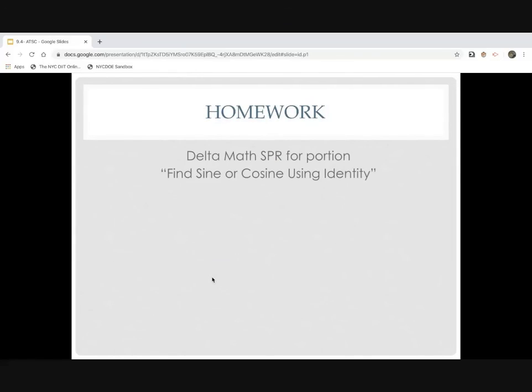Your homework tonight is Delta Math. Scrap paper is required for the portion that says find sine or cosine using an identity.